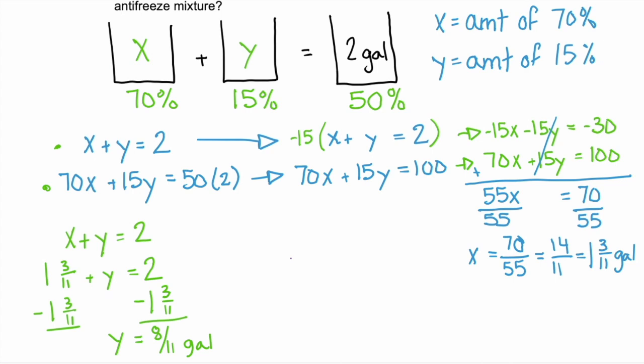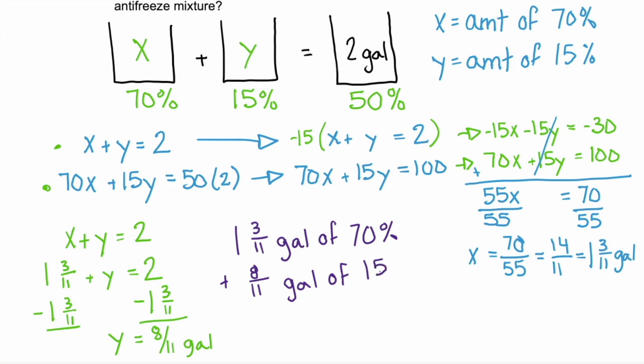Okay, so what's our final solution then? Well, x, we need 1 3/11 gallon of 70% and 8/11 gallon of 15% to get 2 gallons of 50%.